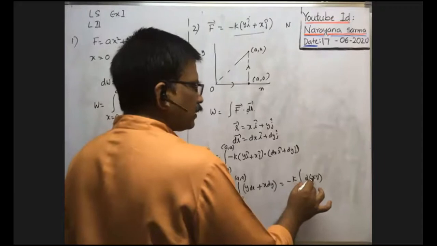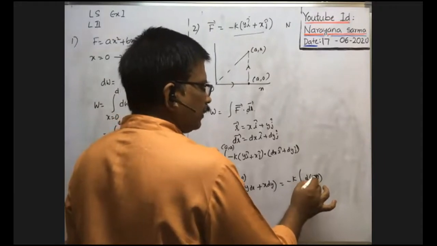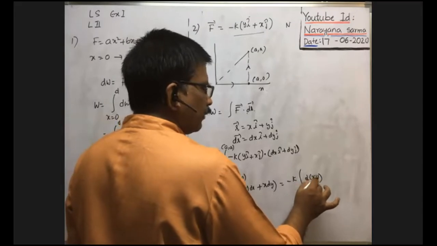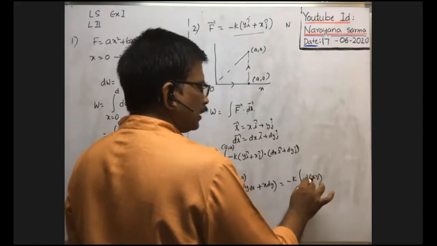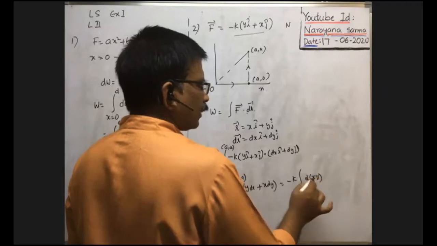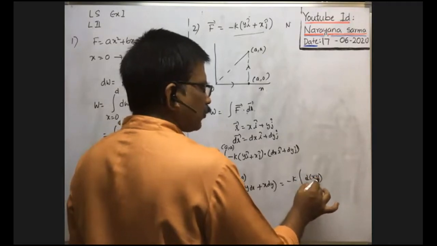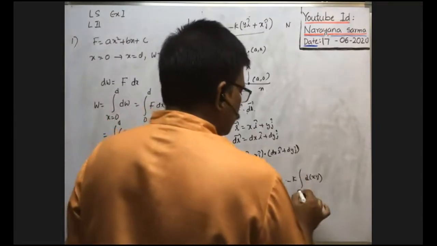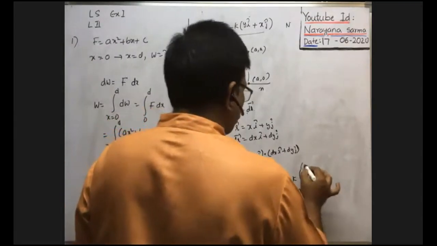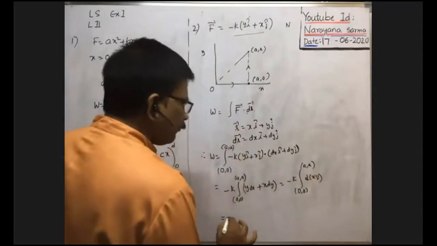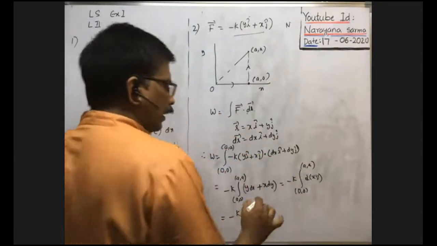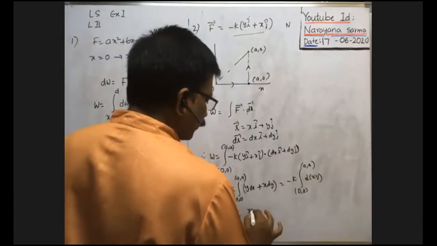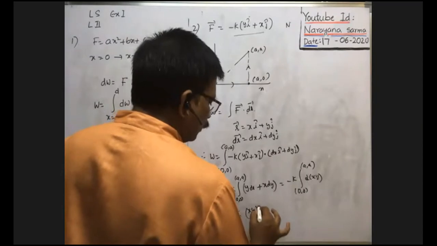D of xy means differentiation of two variables here. First you keep one variable x constant, then differentiate y, so x into dy. Then you keep y constant and differentiate x, then you will get y into dx. So this can be written as x dy plus y dx. That is all there is to it. So this can be written like this, with limits (0, 0) to (a, a). Therefore minus k into the integral of d of xy, which is xy, with limits (0, 0) to (a, a).